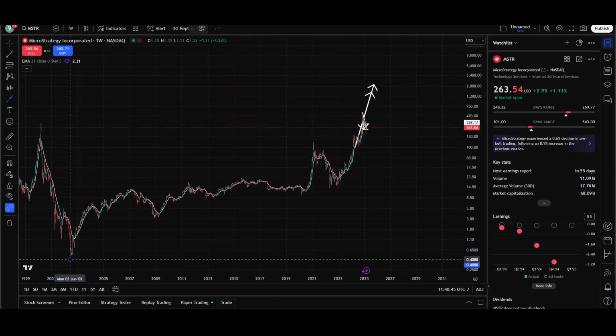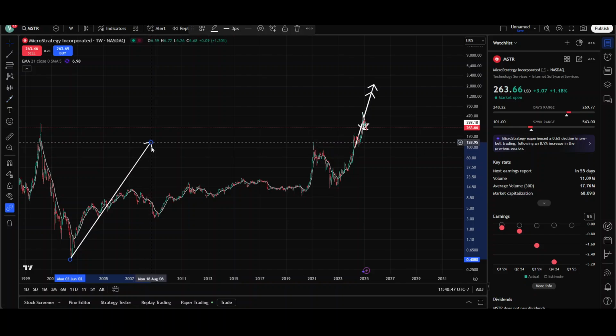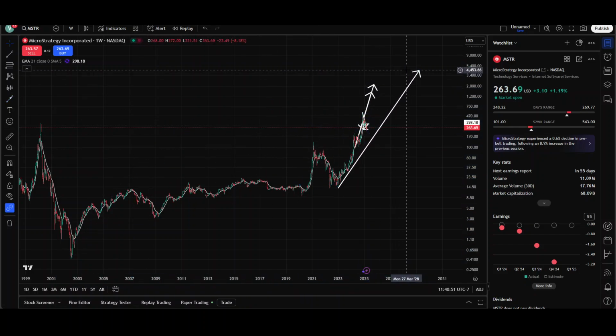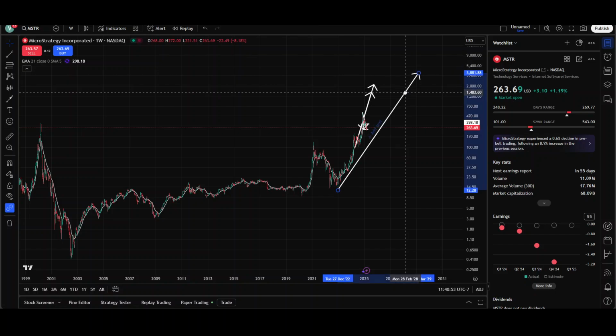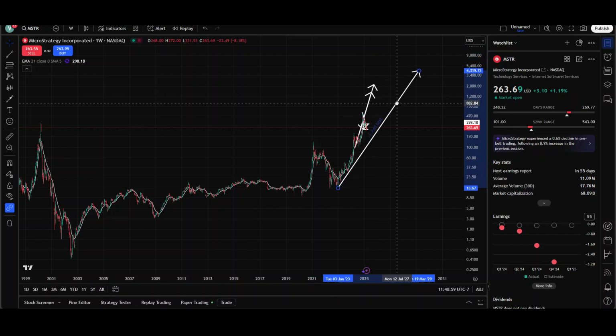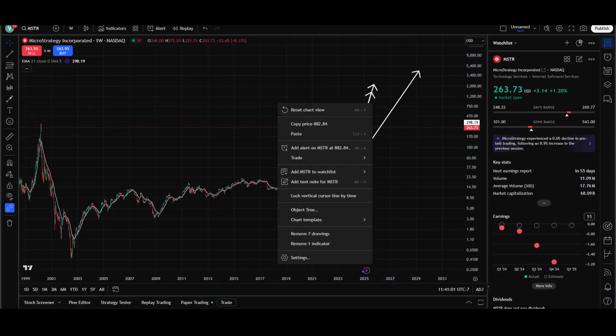Again, the time base is obviously incorrect on this. It's hard to say when, but sometime soon. And this one would be right around 4,400, somewhere right around $4,000, give or take a couple hundred. Obviously, at that point, that would be the next target for MicroStrategy.